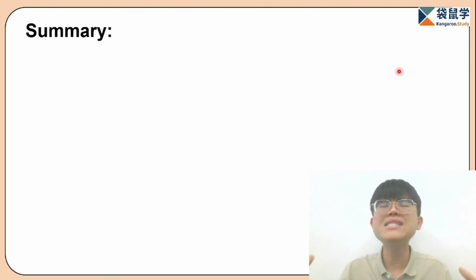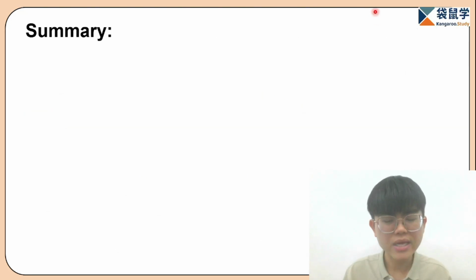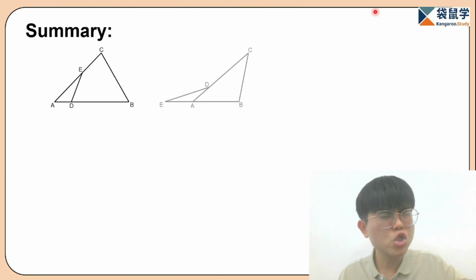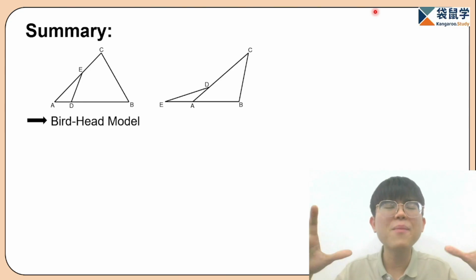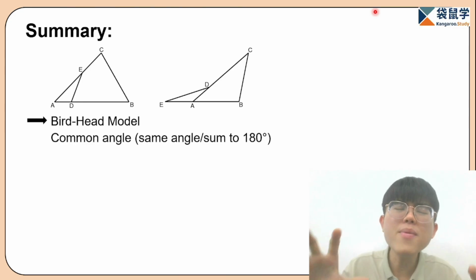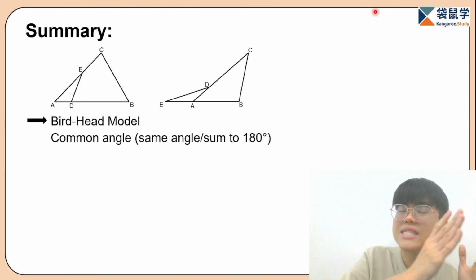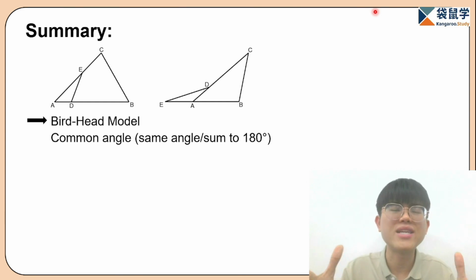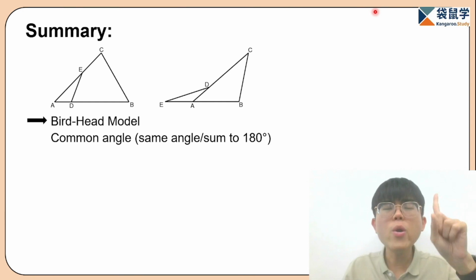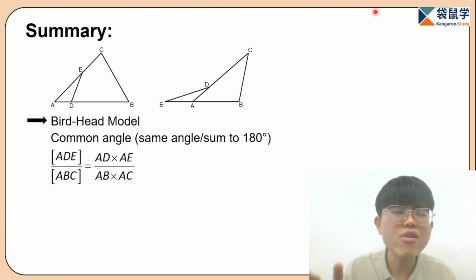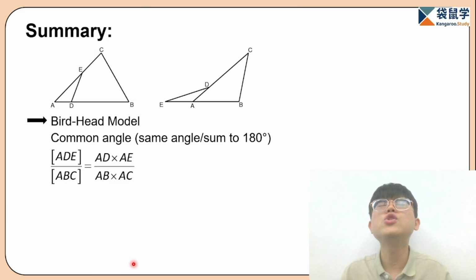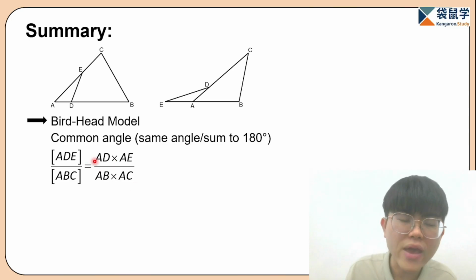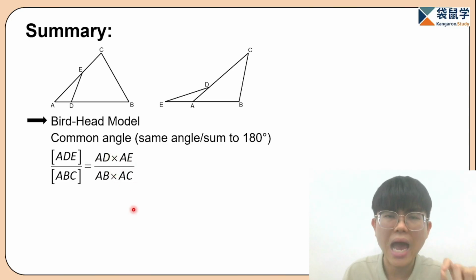Alright, so let's summarize what we learned from this question. First thing first, we learned about 2 different variations of our Bird model. The characteristic of the Bird model is that we need to have the common angle. The common angle refers to the same angle or the sum of 180 degrees. So for this, we come up with a conclusion such that the area ratio of the triangle ADE and ABC will just be equal to the ratio of the product of AD times AE over AB times AC. It is the 2 sides of the triangle.